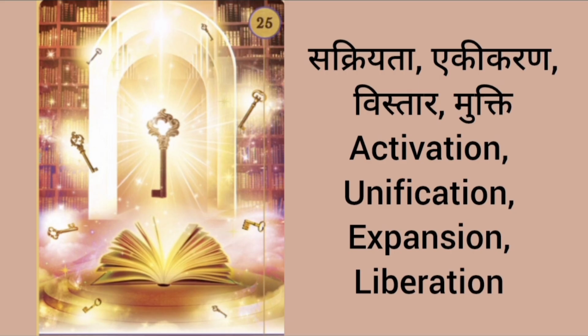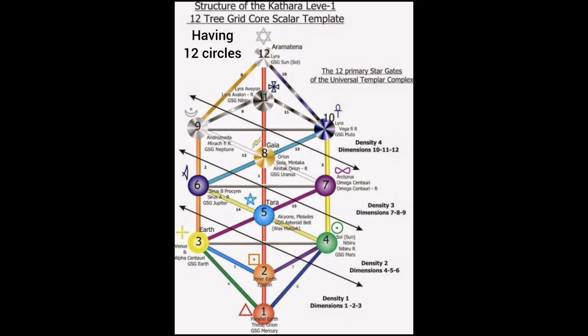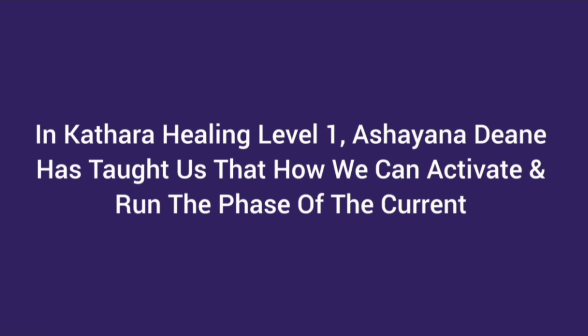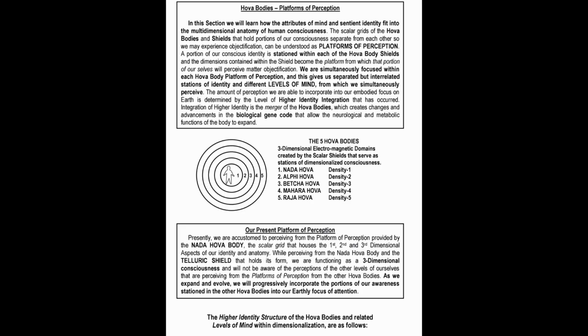Okay, so now let's see the key of liberation. Let's use the key of liberation, in which we will move from one state to another. In level 1 Kathara healing, Ashana Deane has taught us how we can activate and run the phases of that current. In Kathara healing, we develop the ability to activate each progressive phase of each triadic current through grounding the current into the body, as we can draw energy from the higher dimensional unified field and bring it into our Nara Hua body, which is actually the density universe 1 body, which is dimensions 1, 2, 3.